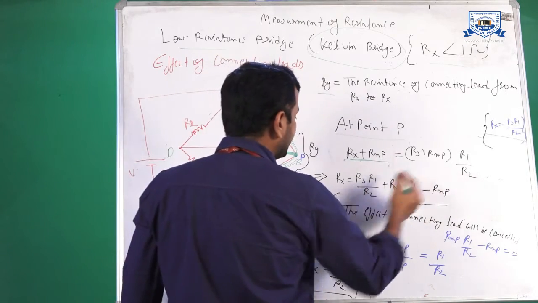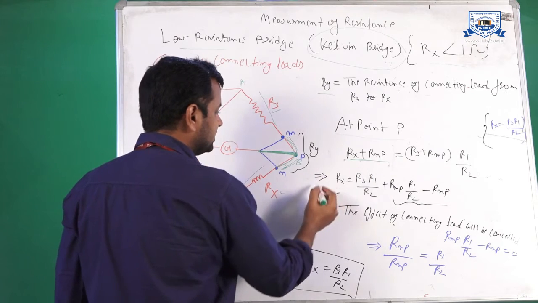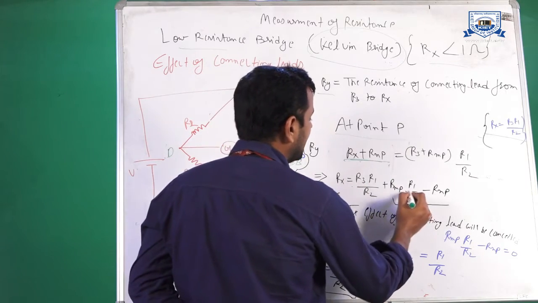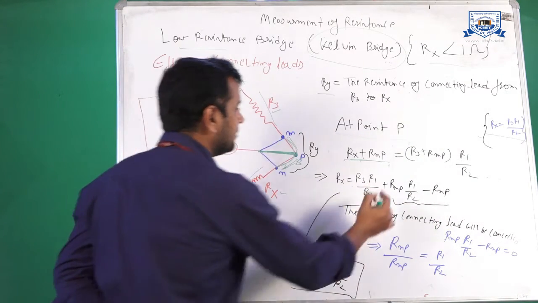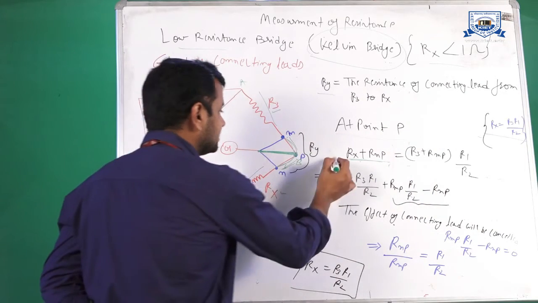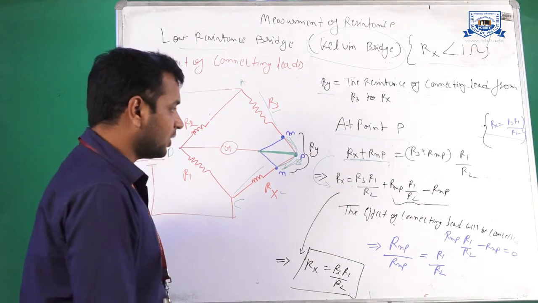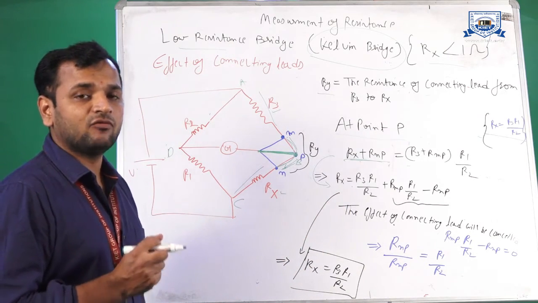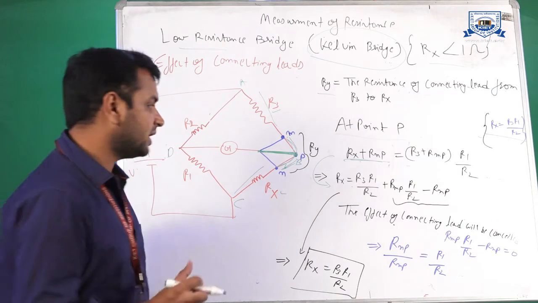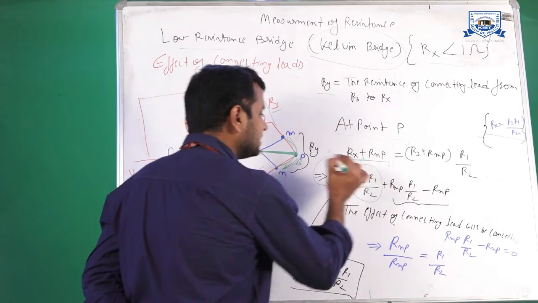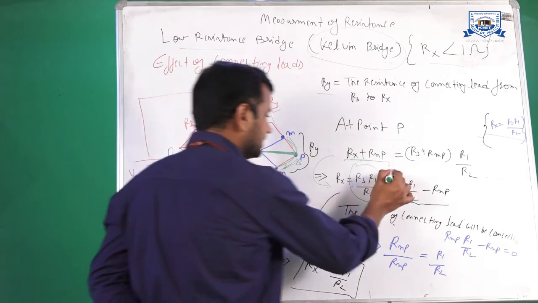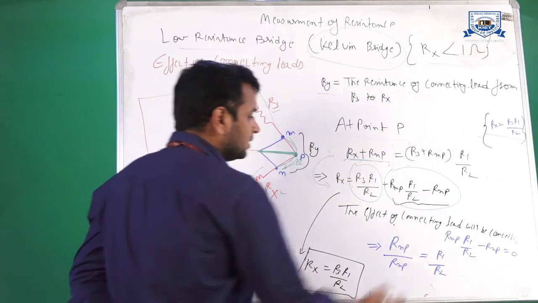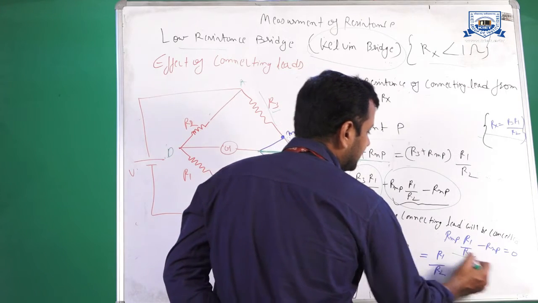So Rx plus RNP is equal to R3 plus RMP multiplied by R1 by R2. Solving this equation, we can write Rx is equal to R3 R1 by R2 plus RMP R1 by R2 minus RNP. Now what is our ultimate aim? We need to compensate the value of the lead resistance. Our actual formula is R3 R1 by R2, so we need to put the extra term equal to 0, that is RMP R1 by R2 minus RNP is equal to 0.